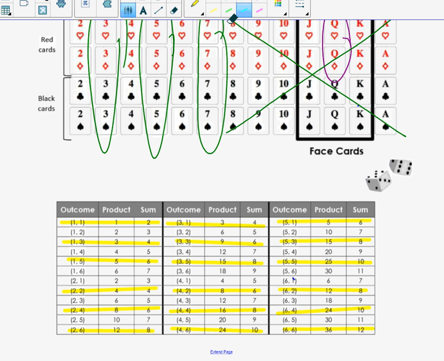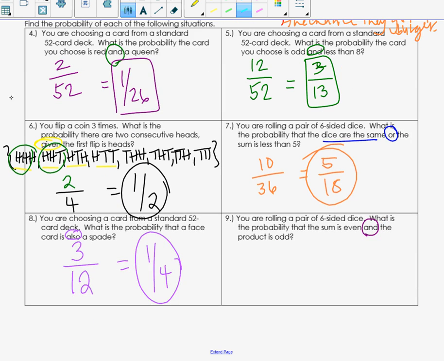Now, the other part of it was the product had to be odd. So our product is odd here, here, and here. None of these products are odd. Our product is odd here, here, and here. None of those products are odd. Our product is odd here, here, and here. So it's 9 out of 36 that have the overlap. So your probability is 9 out of 36, or 1/4.